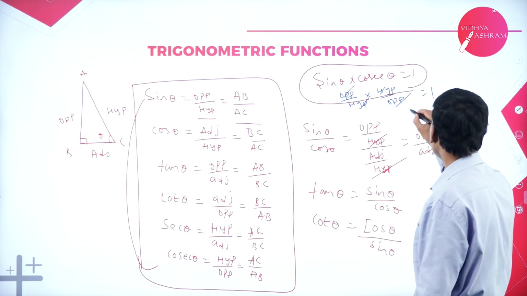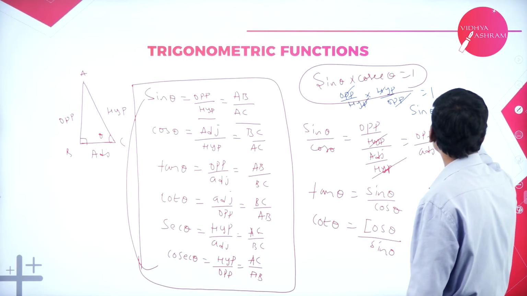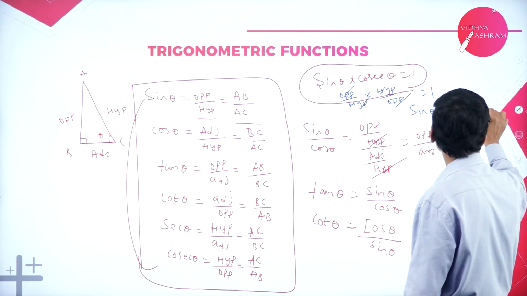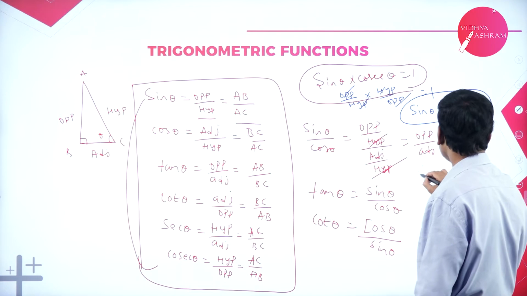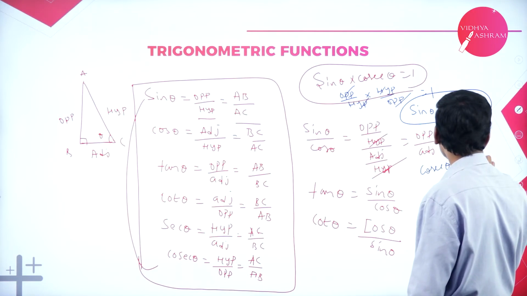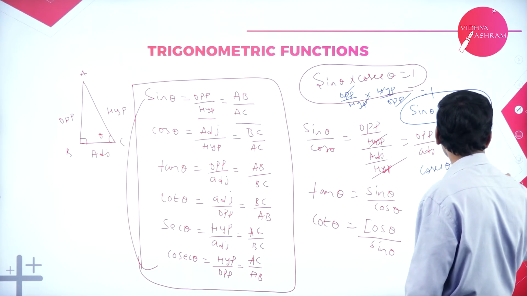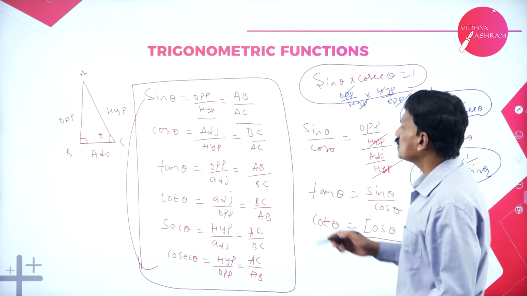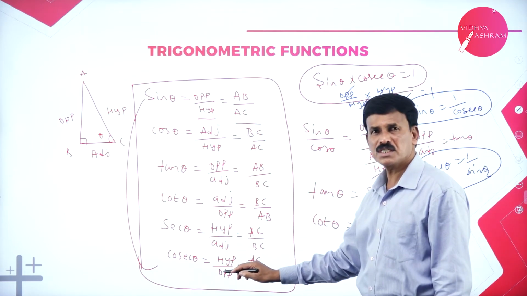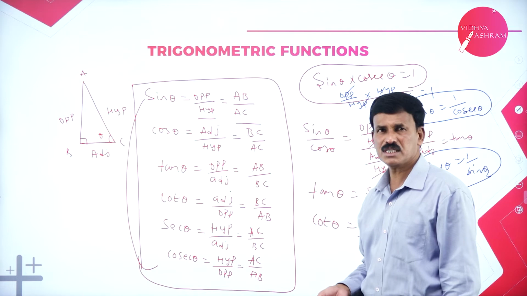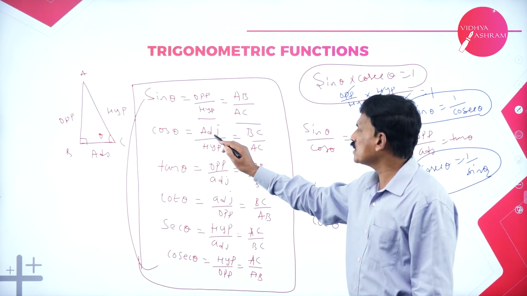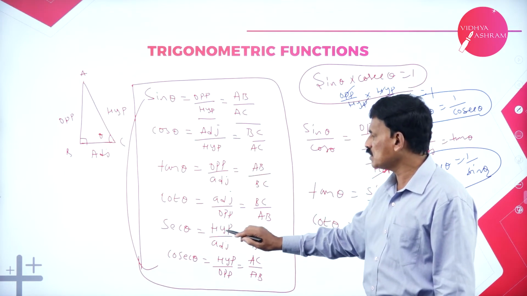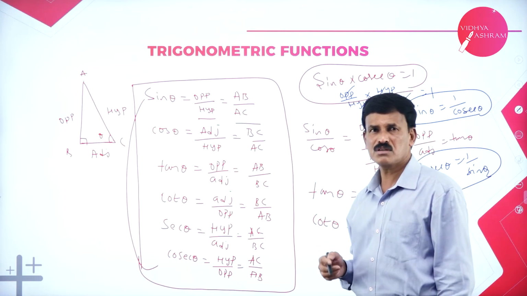So therefore sine theta is equal to 1 by cosecant theta, or cosecant theta is equal to 1 by sine theta. Similarly, cos theta is equal to 1 by secant theta, and secant theta is equal to 1 by cos theta.